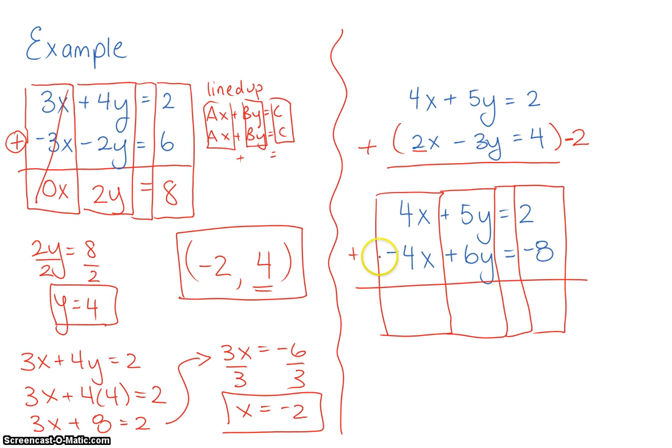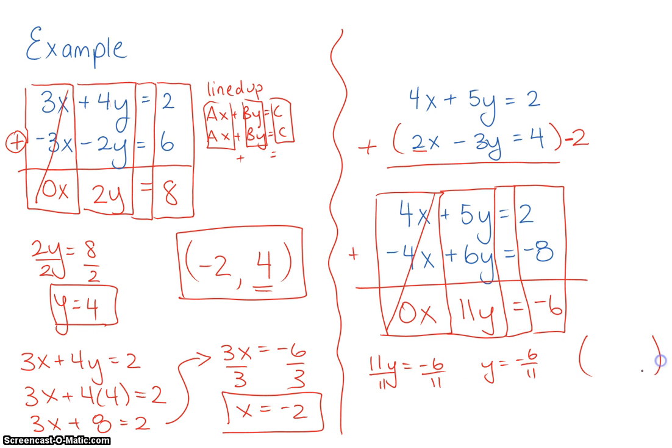So 4 plus negative 4 gives me again 0x. It's going to cancel out. That's what I want. 5y plus 6y is going to give me 11y. My equal signs carry through. 2 plus negative 8, negative 6. Again, I want to solve for y, so I can divide by 11 on both sides. y equals negative 6 over 11. So that's part of my solution again.